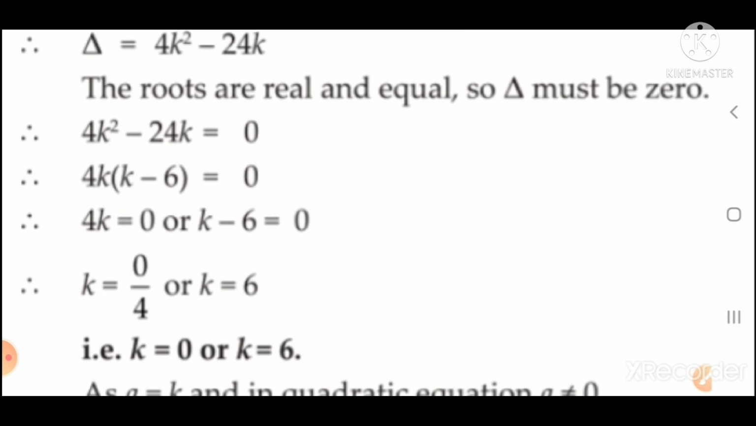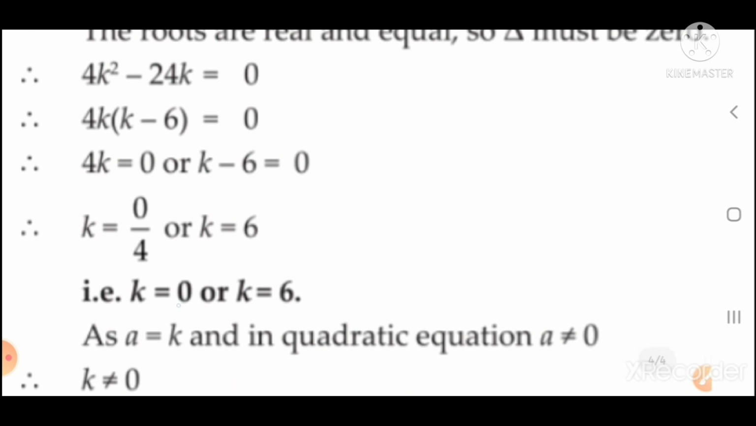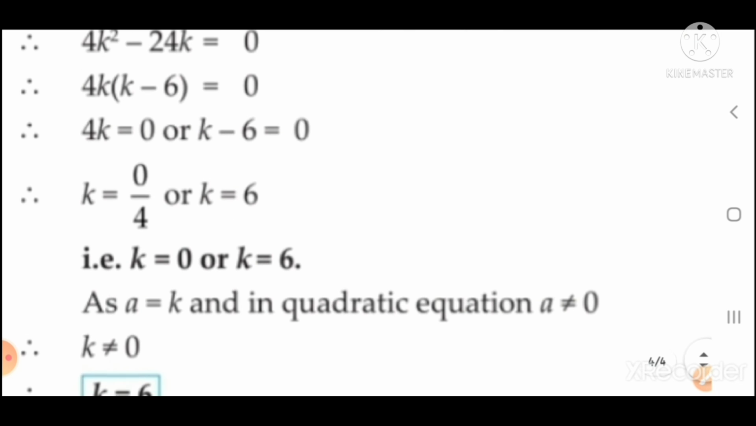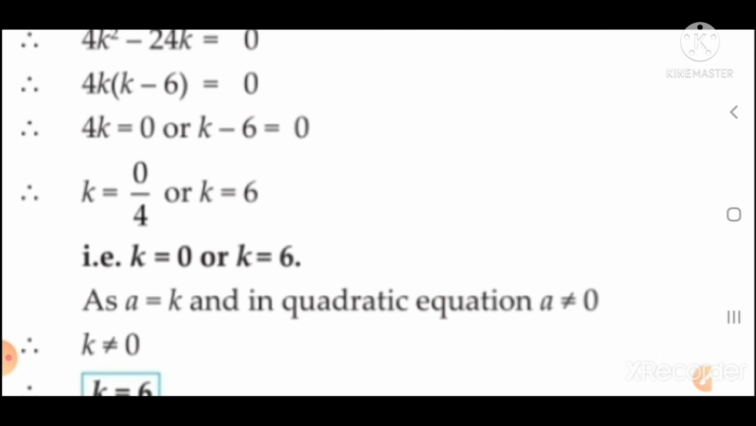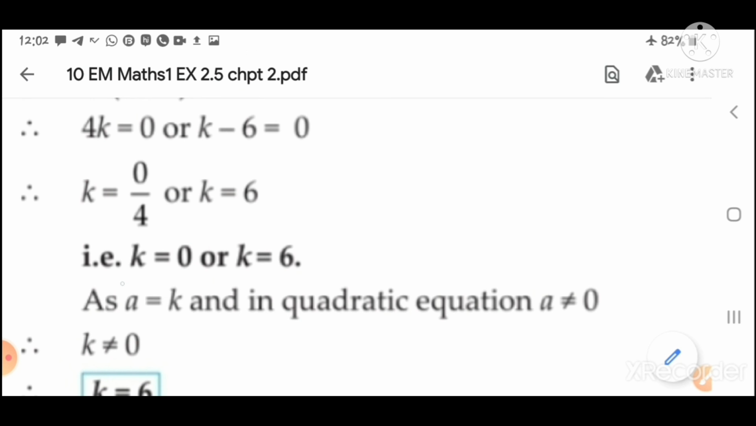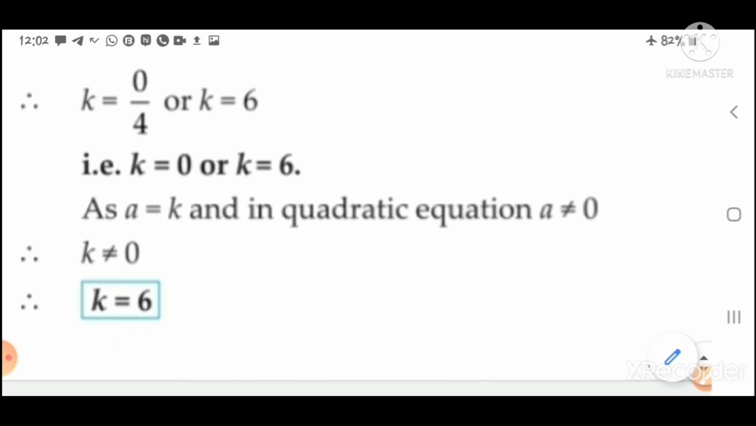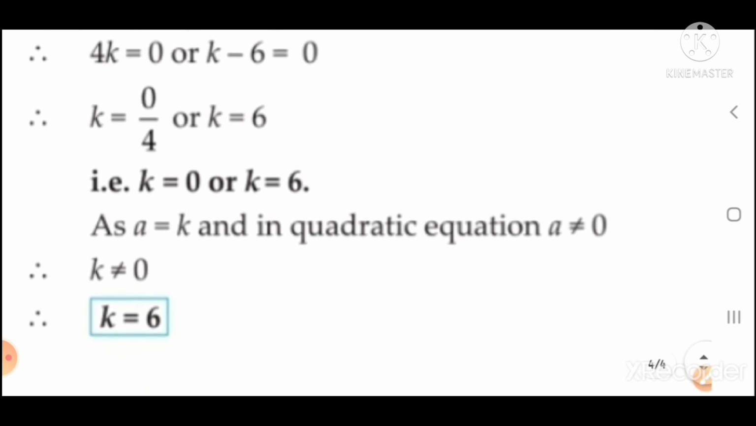Minus 6 goes to the other side. So that is k equal to 0, and k equal to 0 upon 4 means 0 only, and k is equal to 6. See, k is the same as a, so k cannot be 0. So therefore k is equal to 6. This is your final answer.